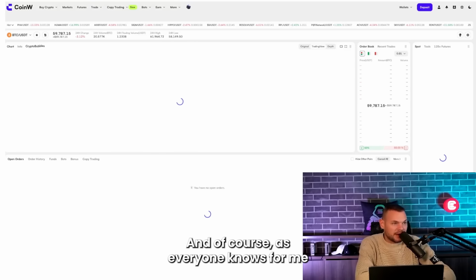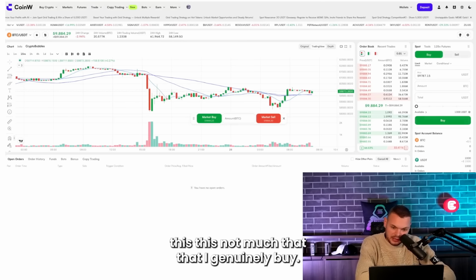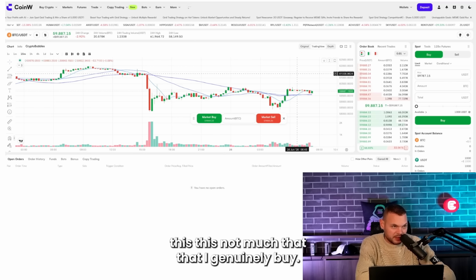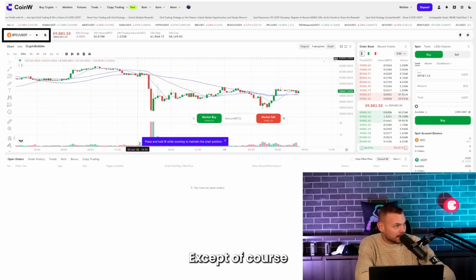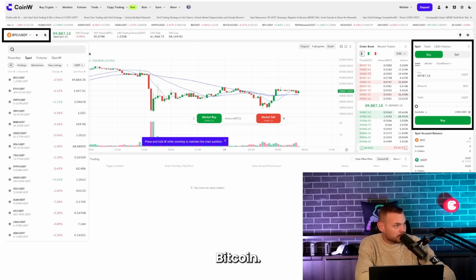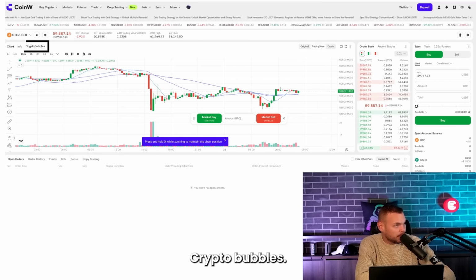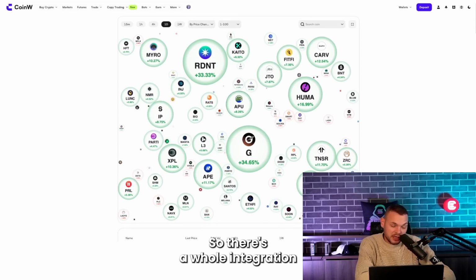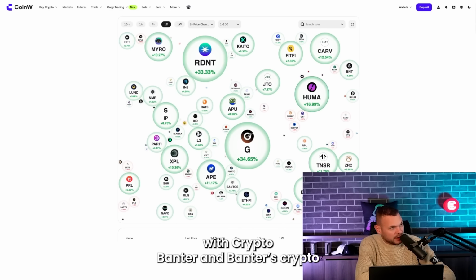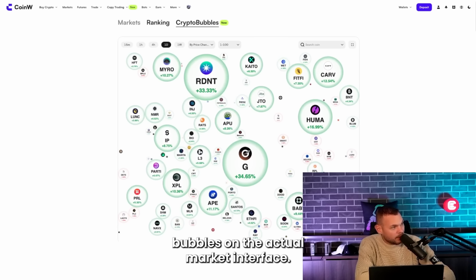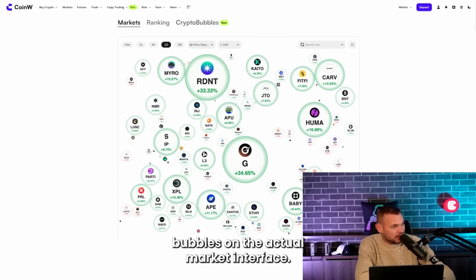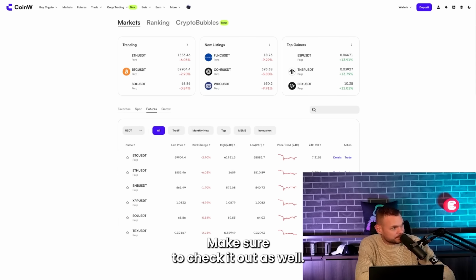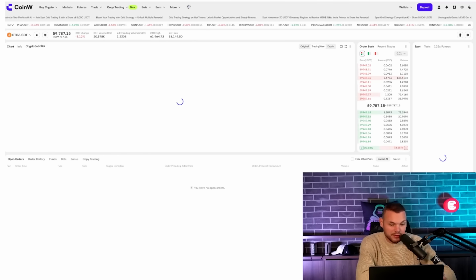And of course, as everyone knows from me, there's not much that I genuinely buy, except, of course, Bitcoin, Eth. That's cool. So there's a whole integration with Crypto Banter and Banter's Crypto Bubbles on the actual market interface. Make sure to check it out as well.